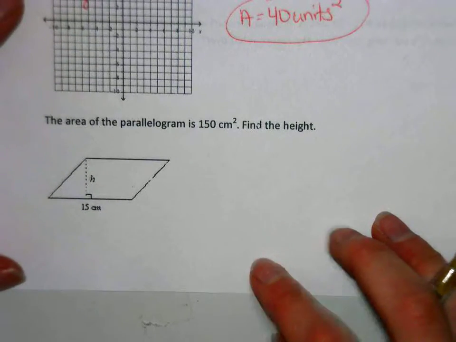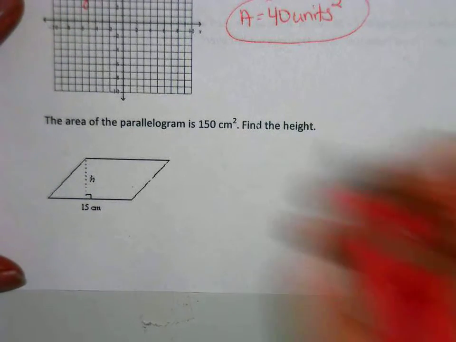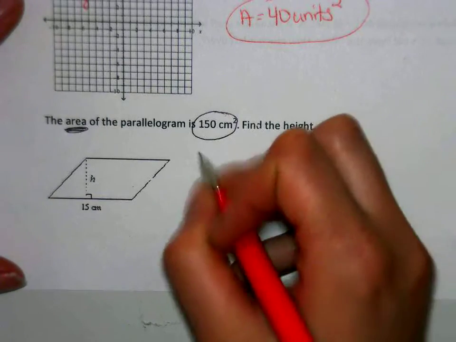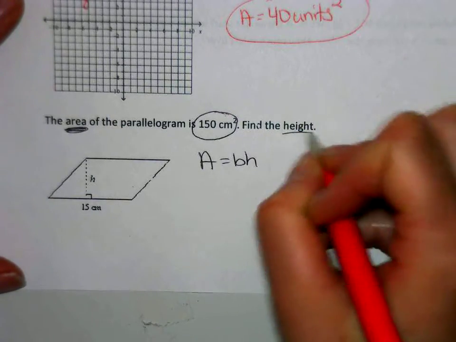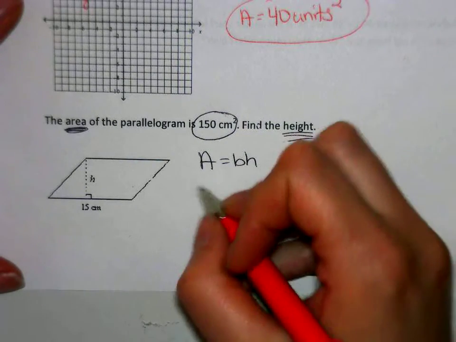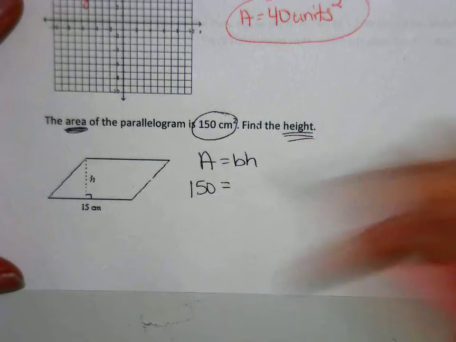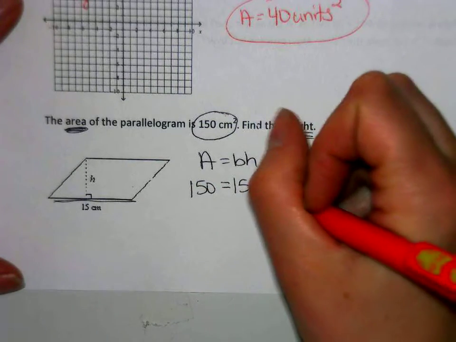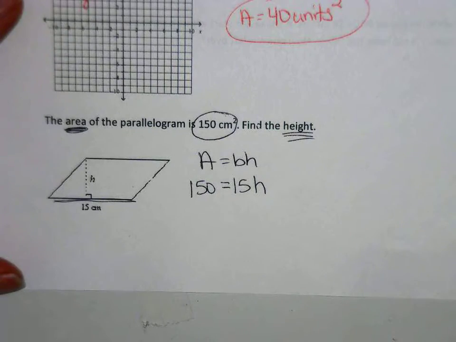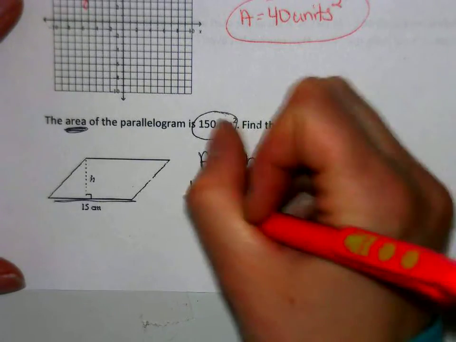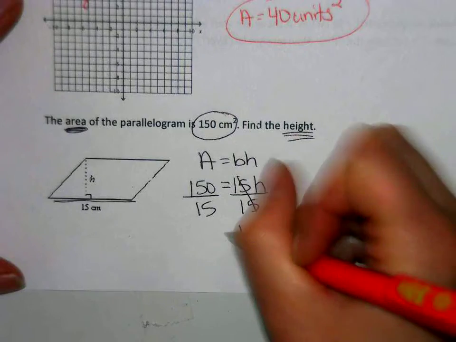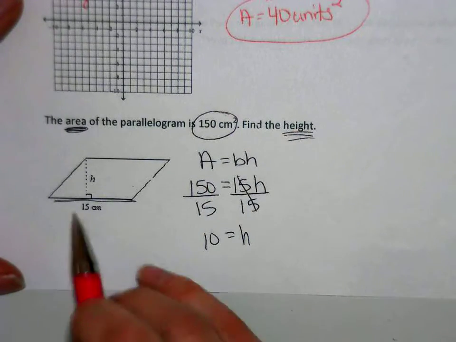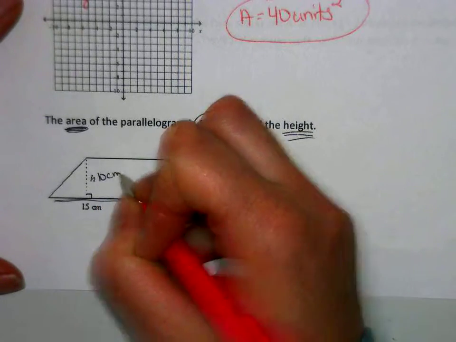So down here, it says, let's find the height of the parallelogram. The area of the parallelogram is 150, so we know what the area is, and we are trying to find the height. So if we know the area is 150, we can plug that in for A. The base is 15, and we don't know what our height is. So when we go to solve this, we can divide both sides by 15. So the height equals 150 divided by 15, which is 10. We can't forget our units, so our height is going to be 10 centimeters.